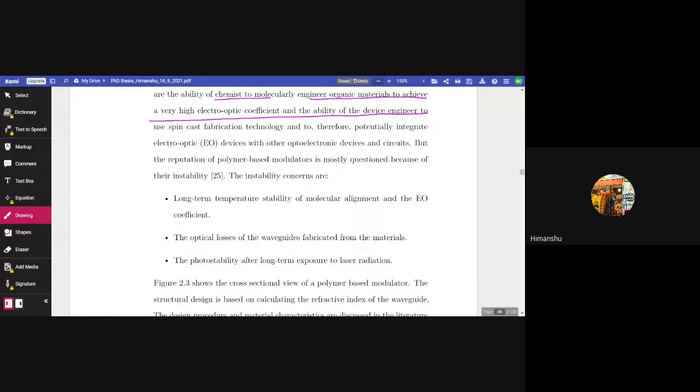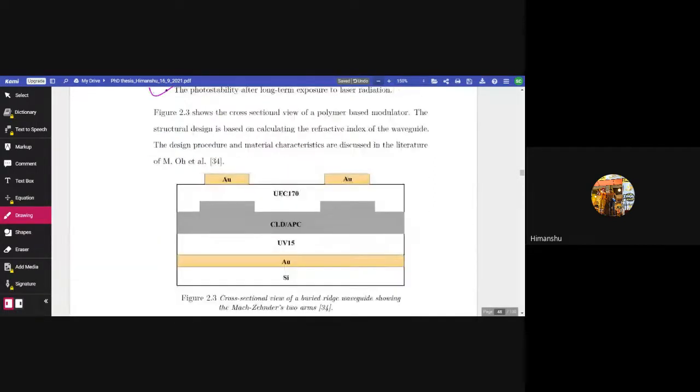But the reputation of polymer-based modulators is mostly questioned because of their instability. Reference number 25. The instability concerns are long-term temperature stability of molecular alignment and the electro-optic coefficient, the optical losses of the waveguides fabricated from the materials, and the photostability after long-term exposure to laser radiation.